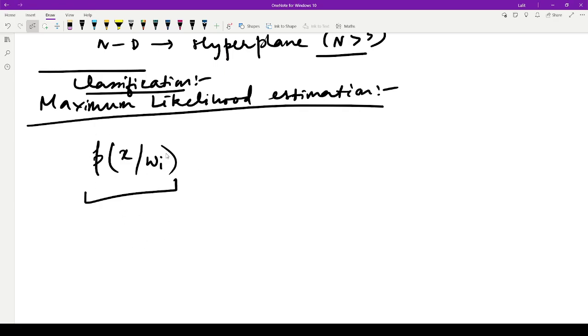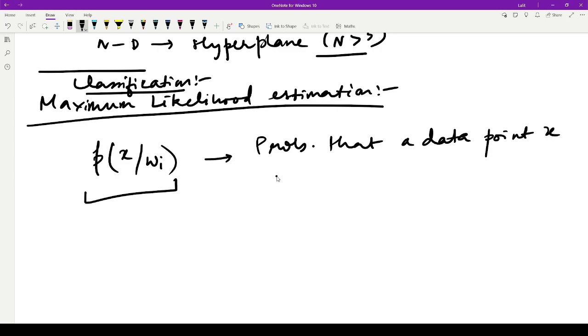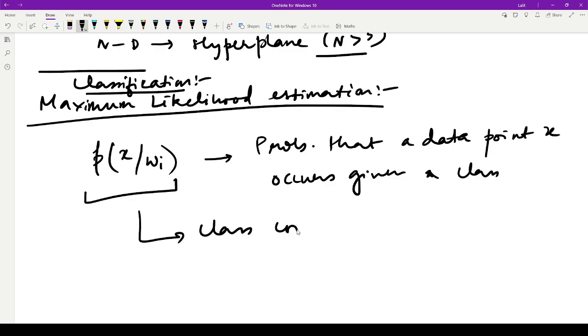Of course, in this case we generally use parametric methods, like we assume this to be a Gaussian, and then we get the mean and variance of the Gaussian. But the whole idea is that what we want to get is the probability that data point X occurs given a class. This is the class conditional distribution that we looked at earlier.